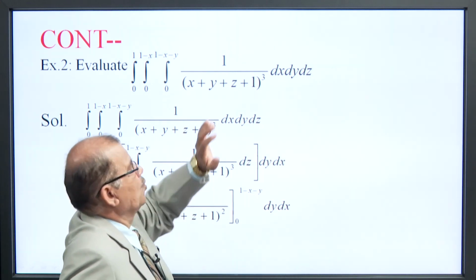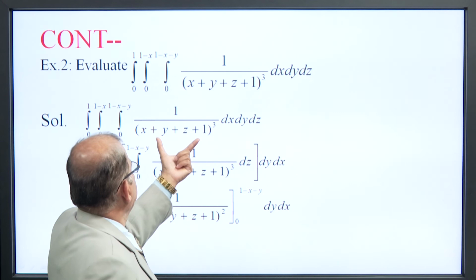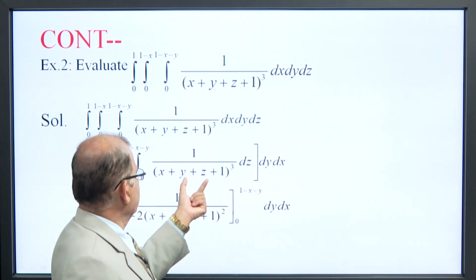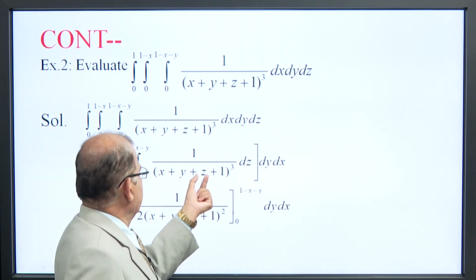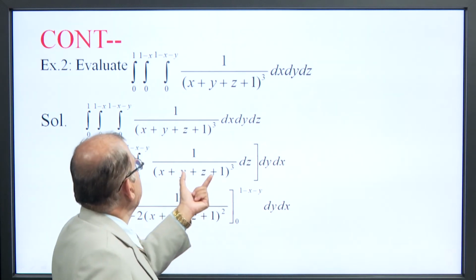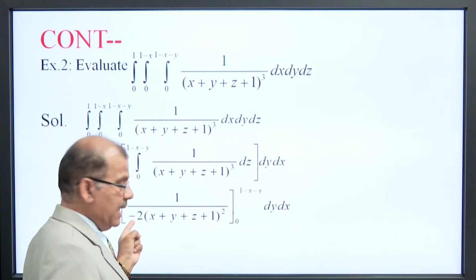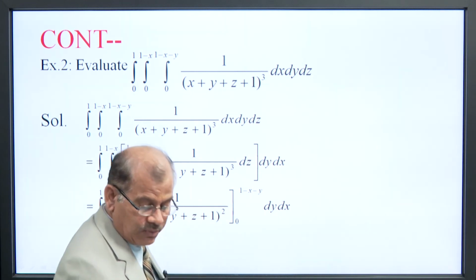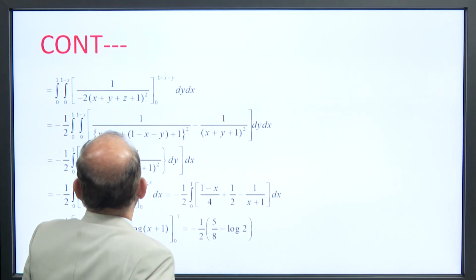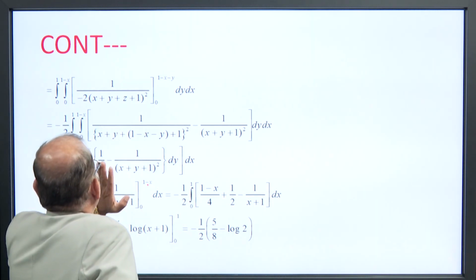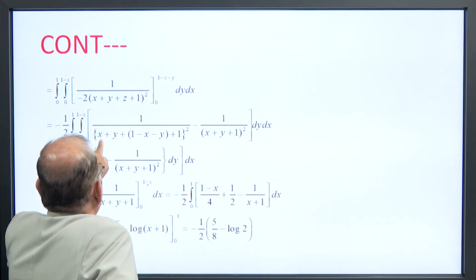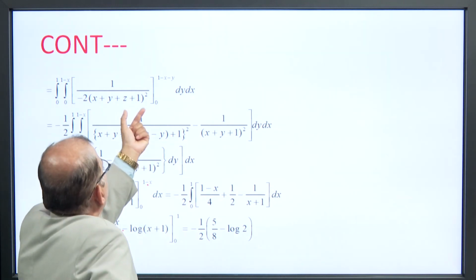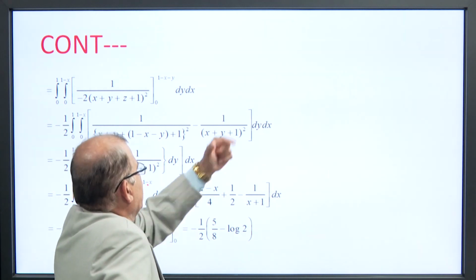First we integrate with respect to z, means keeping x y constant, integrating with respect to z, we get 1 by x plus y plus z plus 1 whole cube dz, means integrating it we get 1 minus 1 by 2 times x plus y plus z plus 1 whole square, limit is 0 to 1 minus x minus y. Substituting upper limit, we get 1 minus 1 by 2, x plus y, z is replaced by 1 minus x minus y plus 1, lower limit it is 0, means we get x plus y plus 1 whole square.